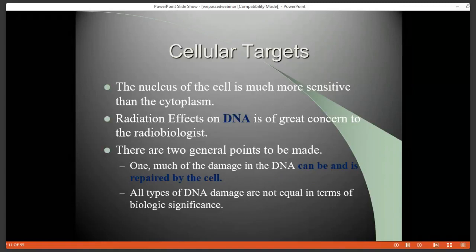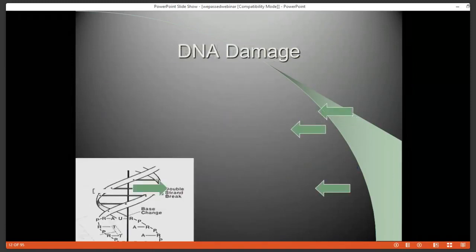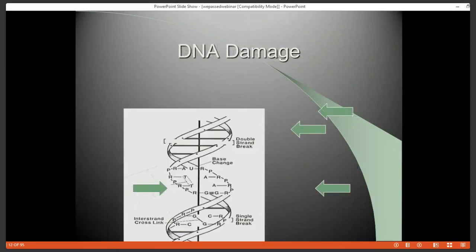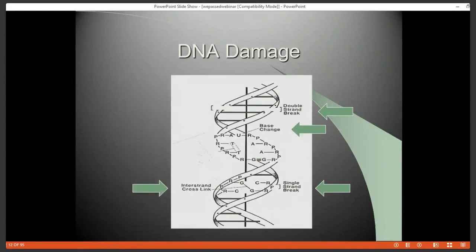One, most of the damage to the DNA can be and is repaired by the cell, during the S phase in particular. And two, not all types of DNA damage are equal in terms of their biological significance. Here is a quick look at some of the potential damage that we can see with radiation. On the upper right, you see a double-strand break in the sugar phosphate backbone. Here, the DNA chain can become unraveled, and this could have a significant impact on the daughter cells during mitosis.